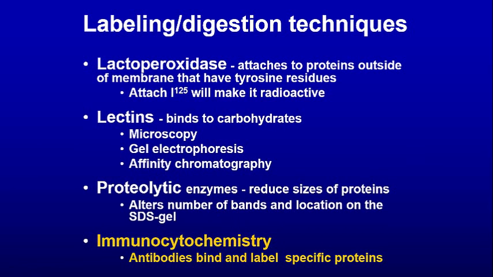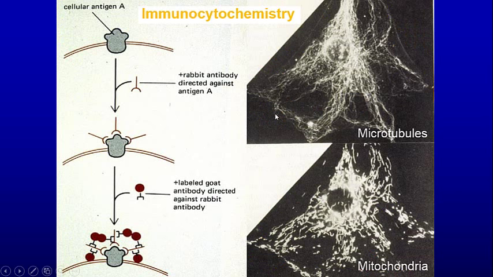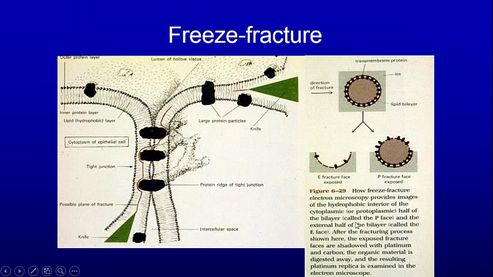Immunocytochemistry is where you have antibodies that bind to specific proteins in the cell. And here we see some immunocytochemistry showing you the microtubules of a cell. Here's this nucleus, and these are microtubules running through there, and it shows you mitochondria. In this case, it's showing you that microtubules are associated with orientation of the mitochondria.